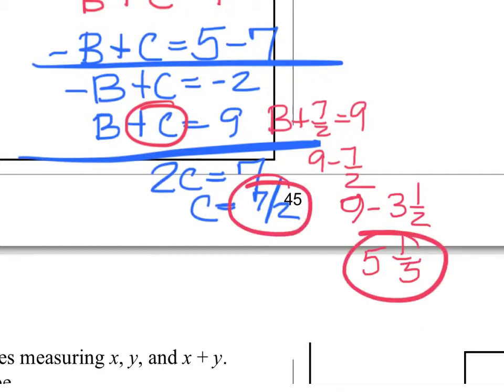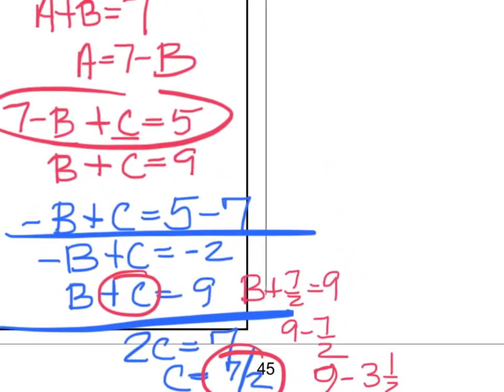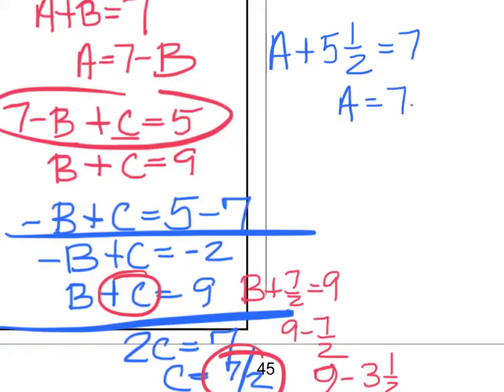So you plug that into the equation at the top. We've got to keep track of this here. This was B. So now we've got to find A. And A plus B equals 7. So A plus 5.5 equals 7. So you take 7 minus 5.5 and that equals 1.5. Right, so A is 1.5.